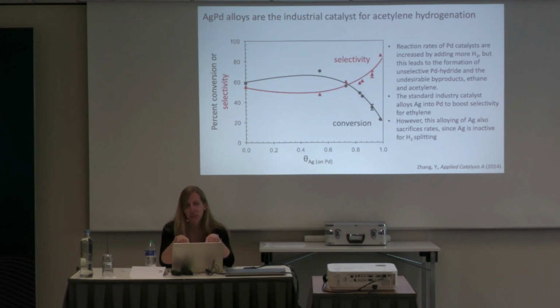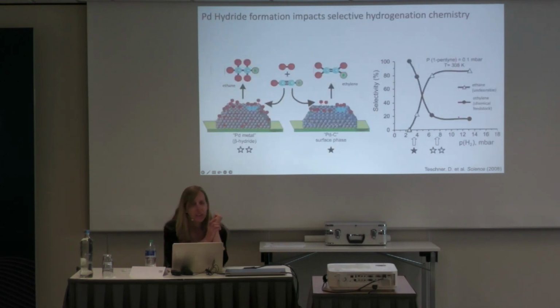But if you put too much silver in there, then you sacrifice the rates because silver is inactive for hydrogen splitting. So here's the curve now that you've seen a couple times where basically the concentration of silver and palladium gives rise to this trade-off between conversion and selectivity in your reaction. So basically we hypothesized that by using light, we could give rise to the selective hydrogenation of acetylene, giving rise to ethylene basically when you need hydrogen. But when you don't need hydrogen, you can basically turn the light off and prevent ethane formation.